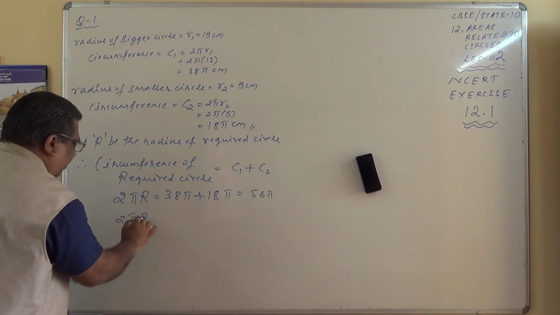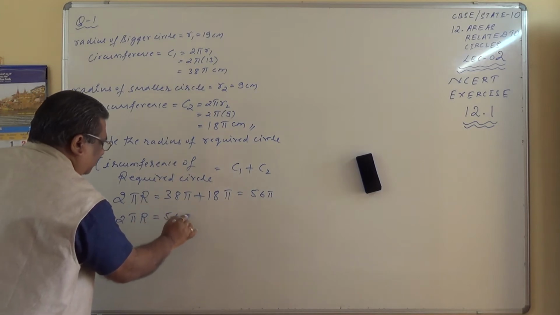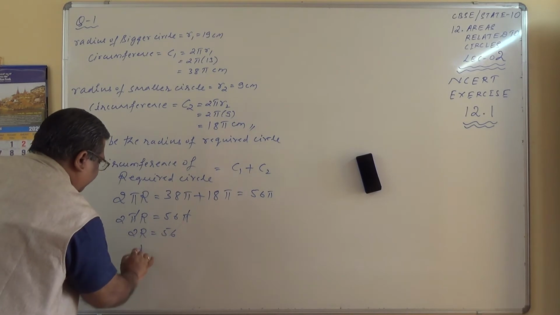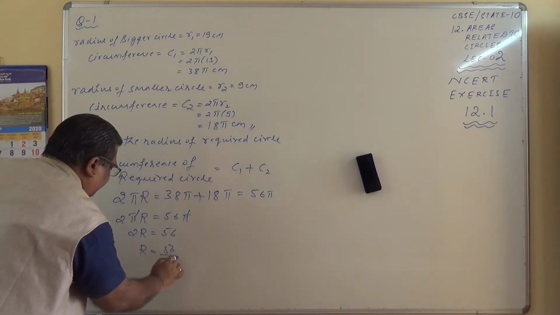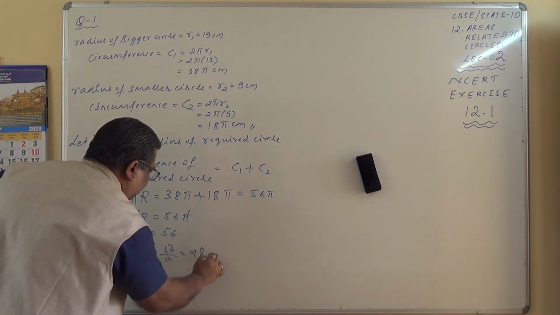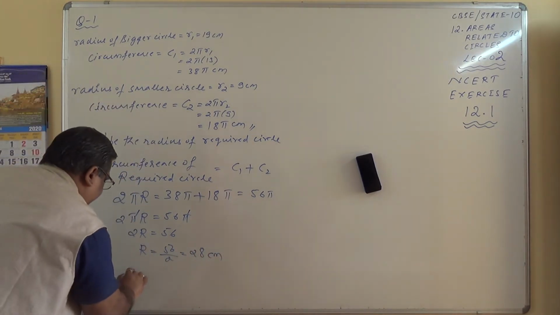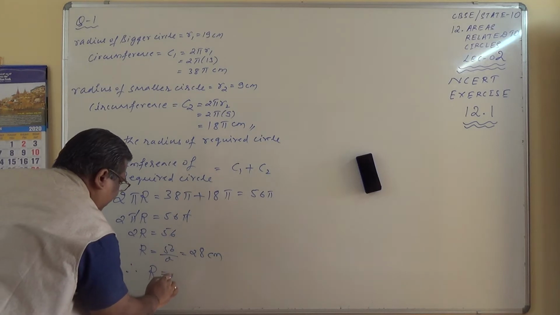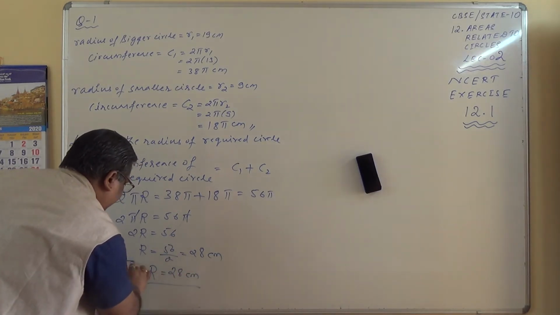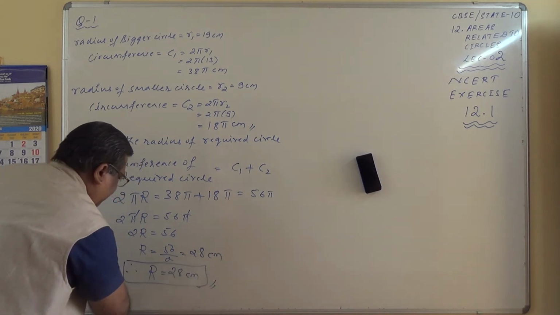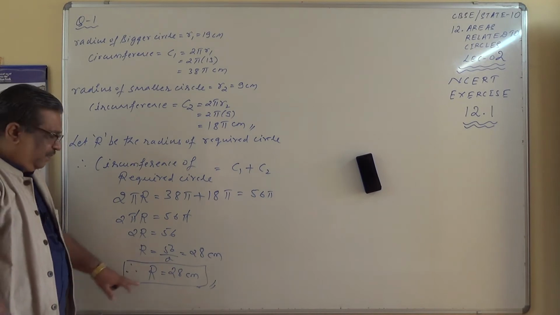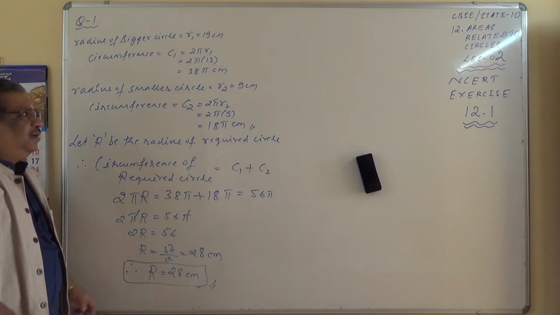Therefore 2 pi R equals 56 pi, pi cancels, 2R equals 56 and R equals 56 divided by 2, which is 28 centimeter. And therefore the radius of the required circle is 28 centimeter. Finally, you can write it in words: radius of the required circle is 28 centimeter. Make a note of this.